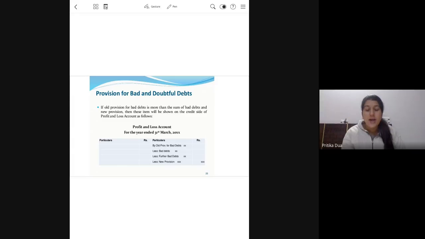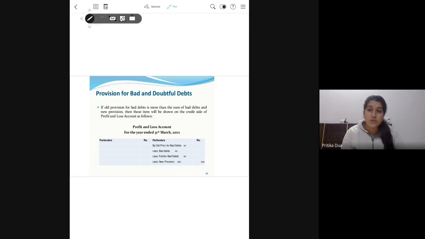Further bad debts and how to treat provision for bad and doubtful debts. Now, there may be cases wherein you are given some old provision, and at the end of the year in the adjustments, you are given that the firm is to make some extra provisions, a new provision for bad and doubtful debts. As mentioned here, there might be an old provision and there might be some new provision for bad and doubtful debts.